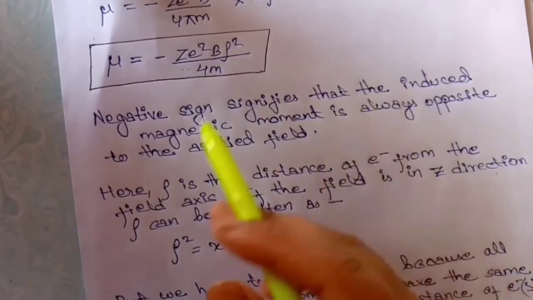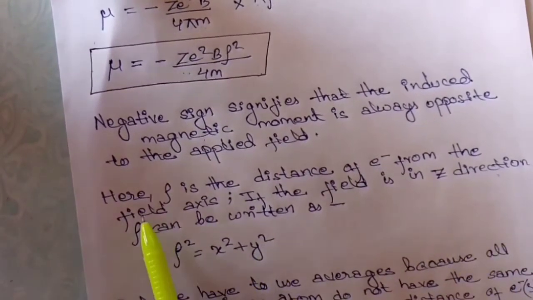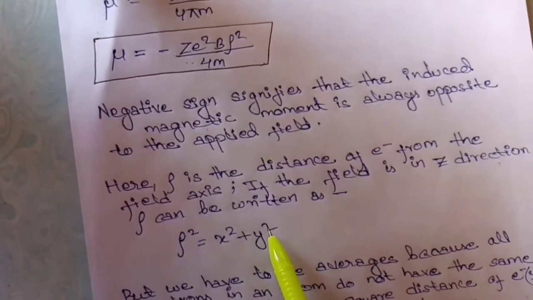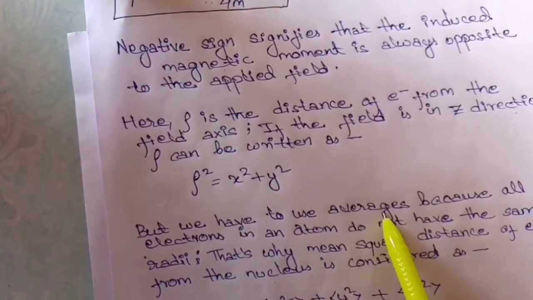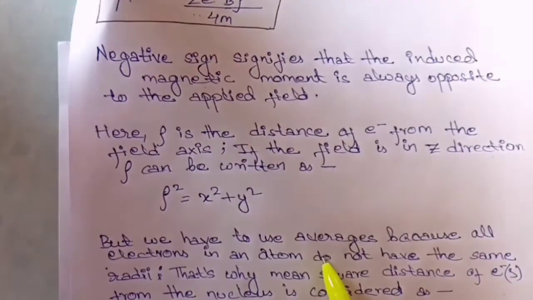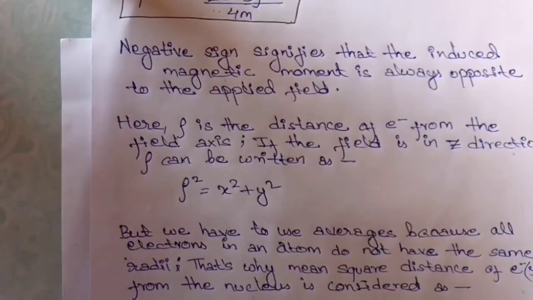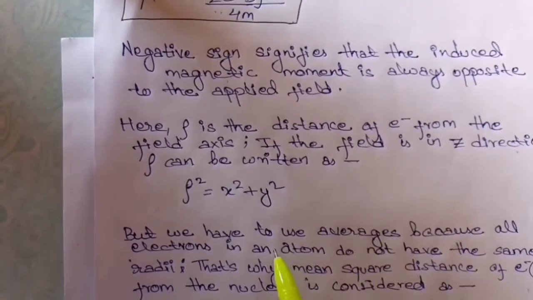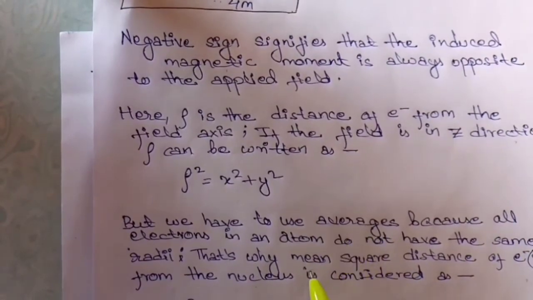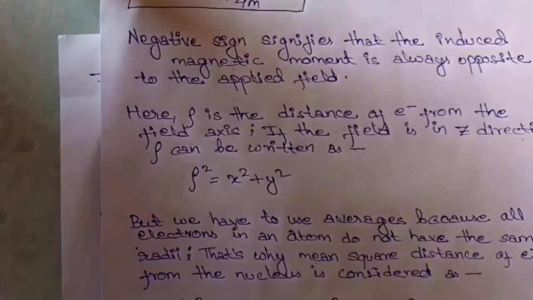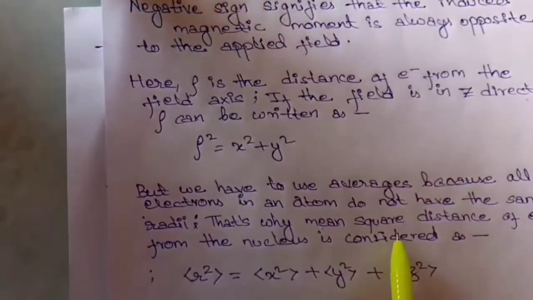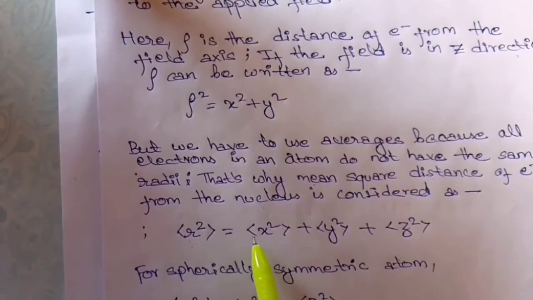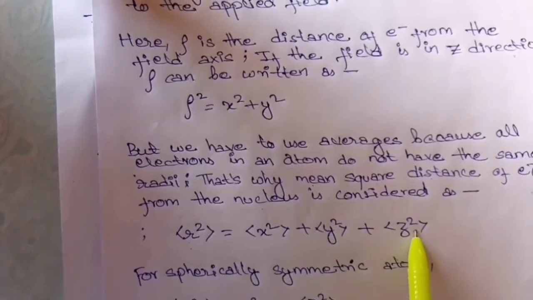If this field is in the z direction, then rho square can be written as x square plus y square. But we have to use averages. Why? Because all the electrons in an atom do not have the same radii. So we cannot use the distance of an electron from the field axis. We have to work with averages. So what we take is the mean square distance of electrons from the nucleus, considered as the average of R square equals x square plus y square plus z square.